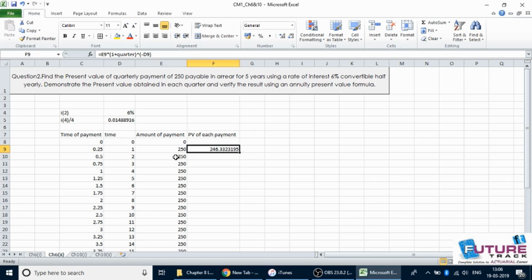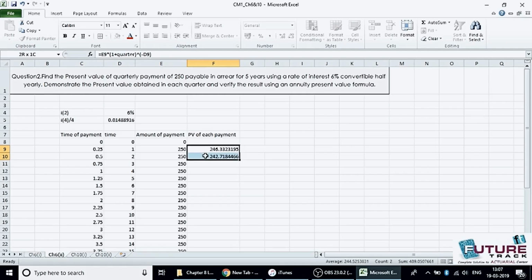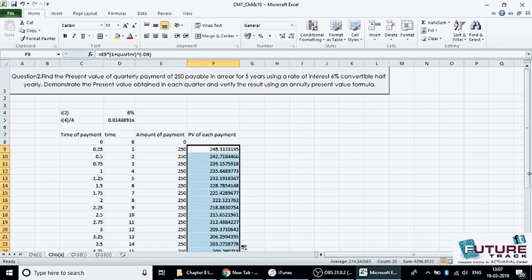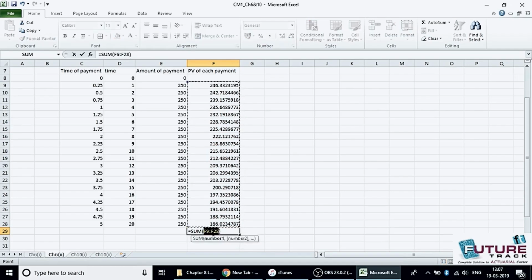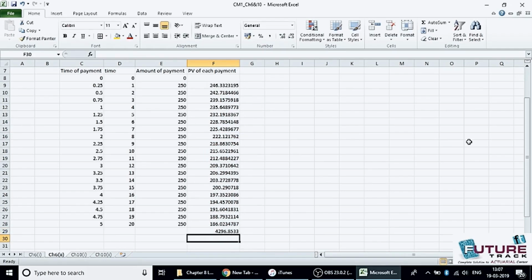Again, for this the power is 2. So see, in this formula we have D9. The moment we drag, this remains the same quarter because I have given the reference of this cell. Either you can apply the dollar sign. So now you can drag it, double click. You get the present value of all the cells. Now press Alt equal to enter. See, this is the present value you are getting.